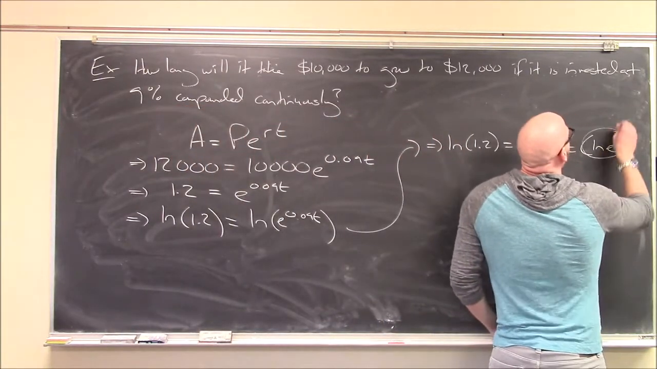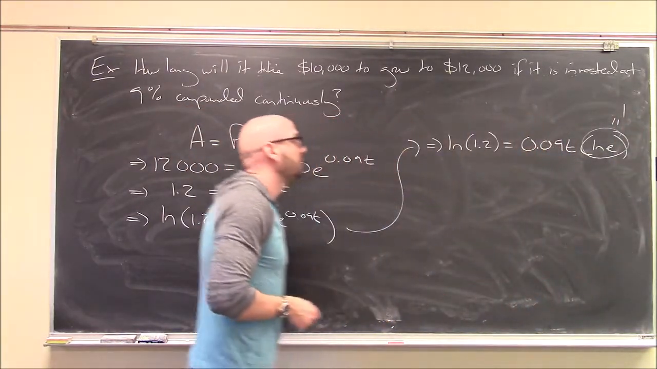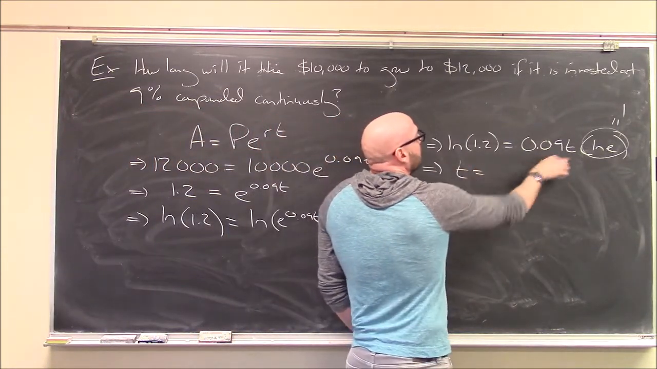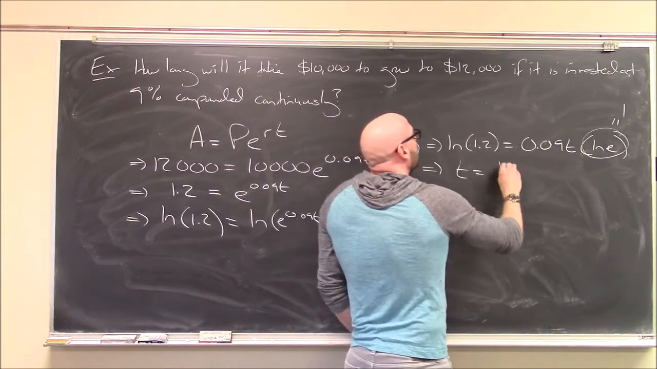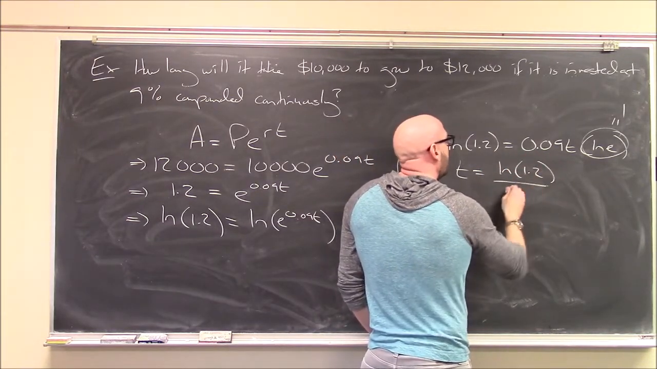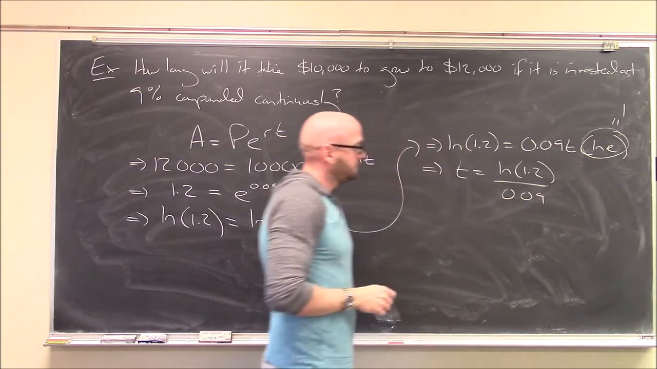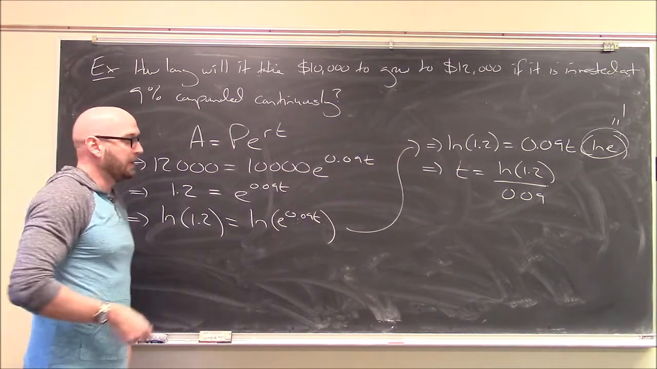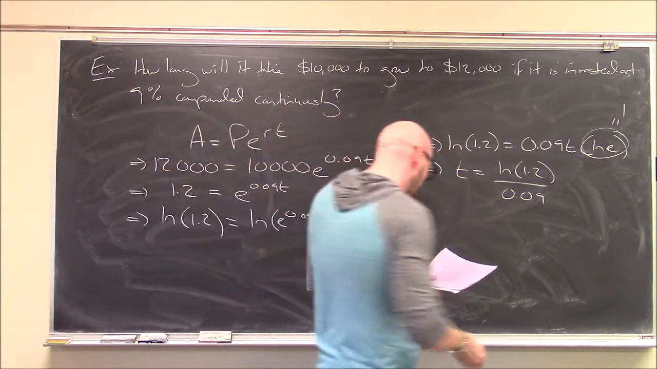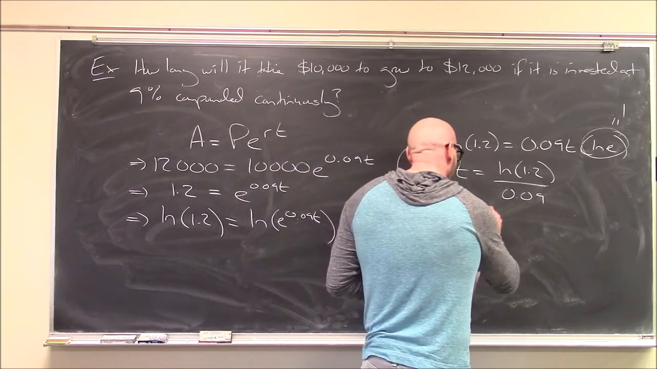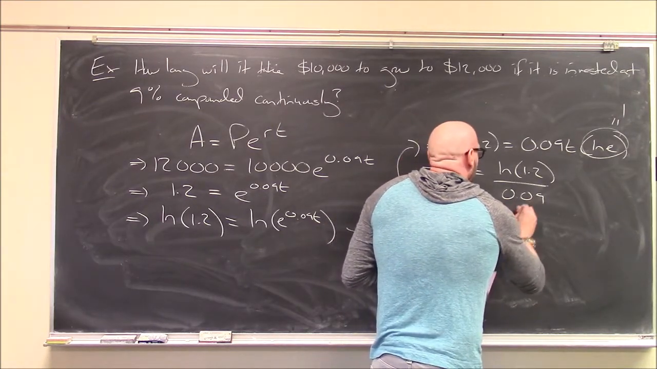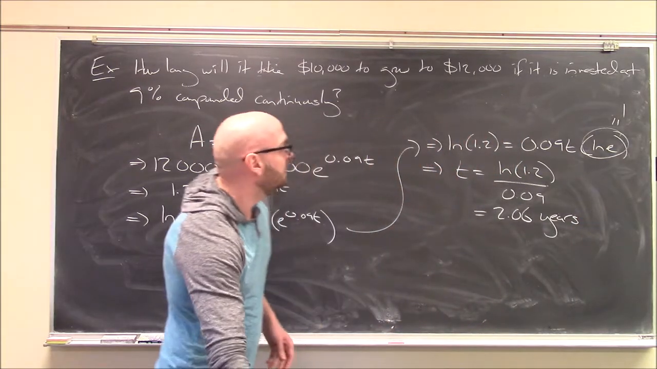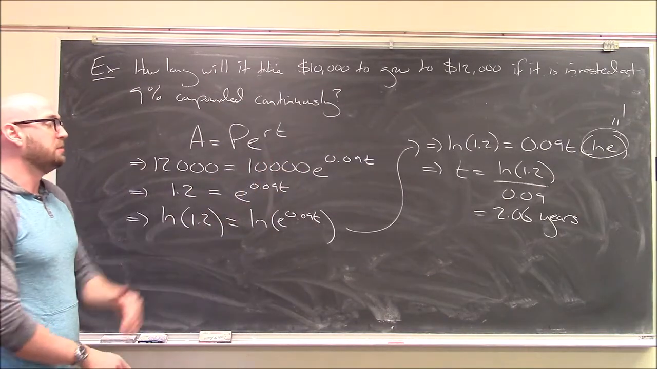Notice, by the way, ln of e is just 1. It's always equal to 1, so I'm not going to write that anymore. And if I'm solving for t, divide both sides by 0.09, t would equal ln of 1.2 over 0.09. Again, notice I've rounded absolutely nothing yet. I'm going to do my rounding at the very end. But at this point now I plug things into a calculator. I'm going to round to 2 decimal places, and I get 2.06. What are my units? t is always in years, so 2.06 years.